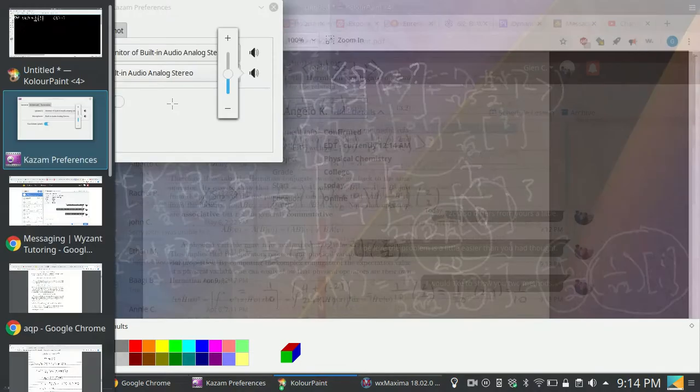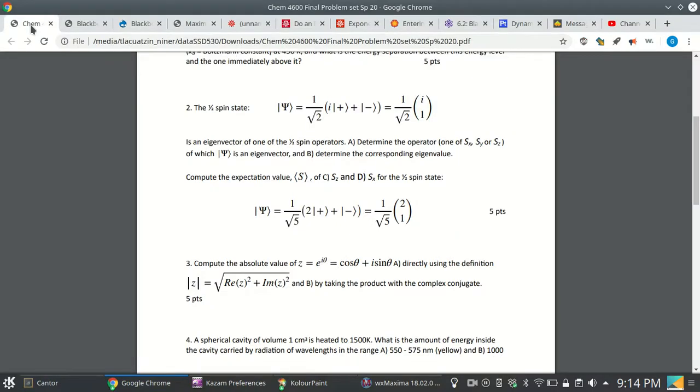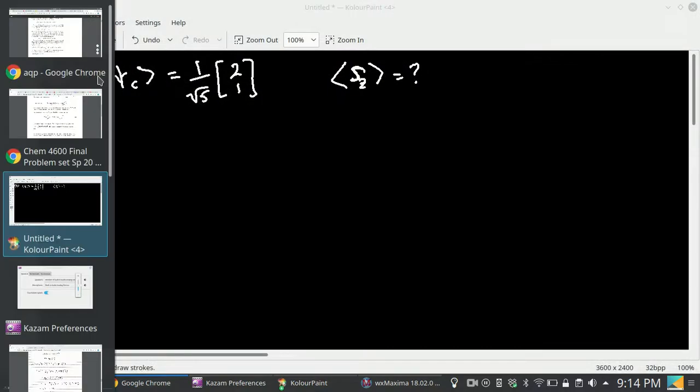used two column vectors. Let me see where I put your stuff. That's not your stuff. Okay, well.